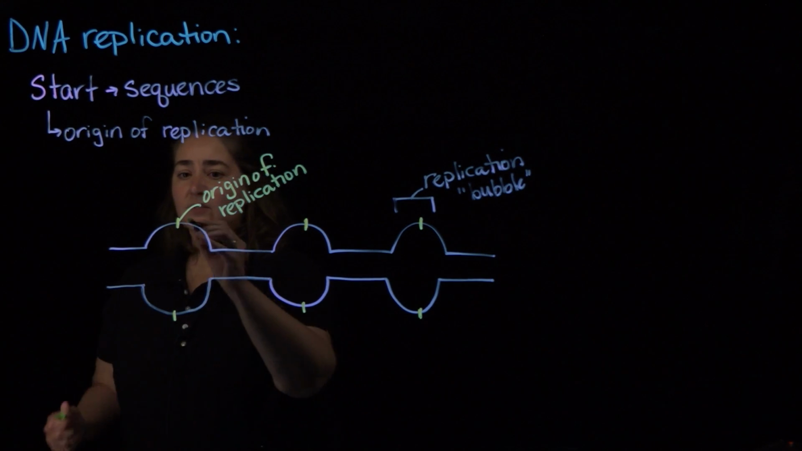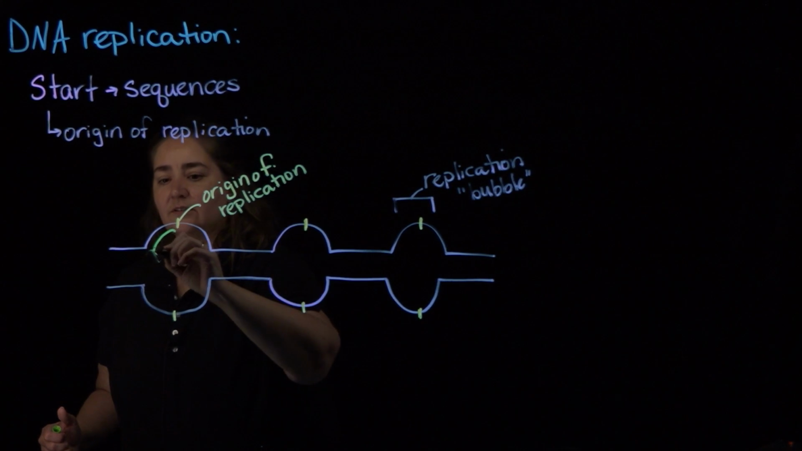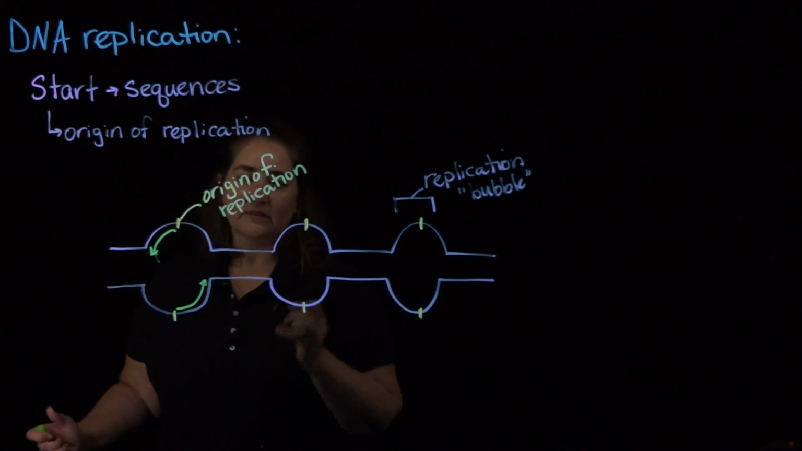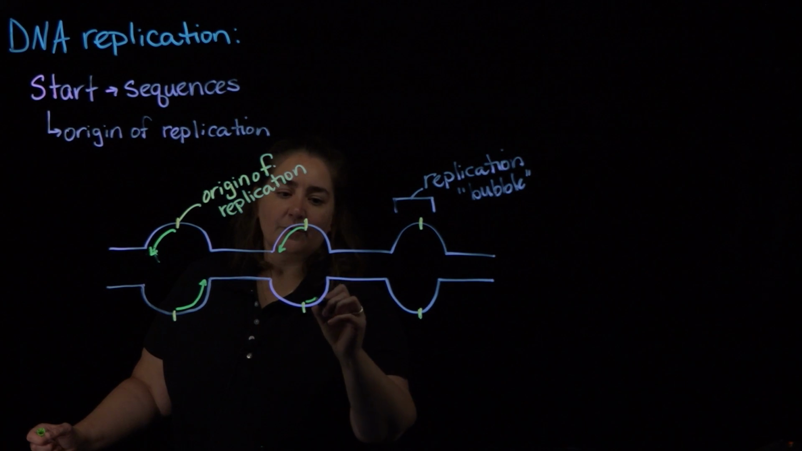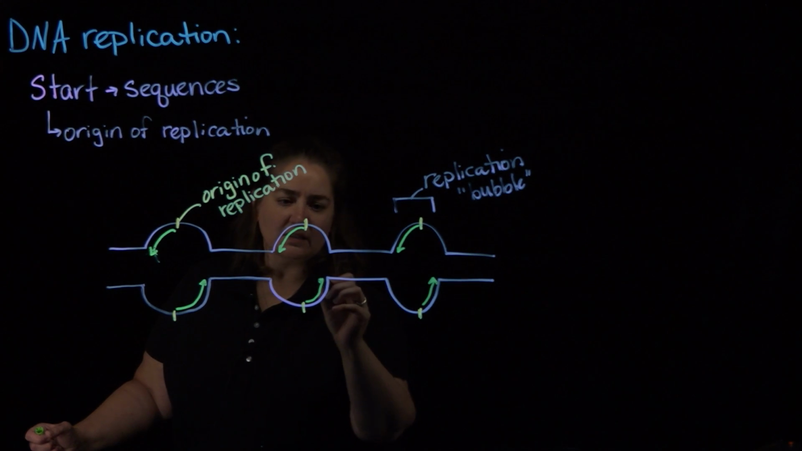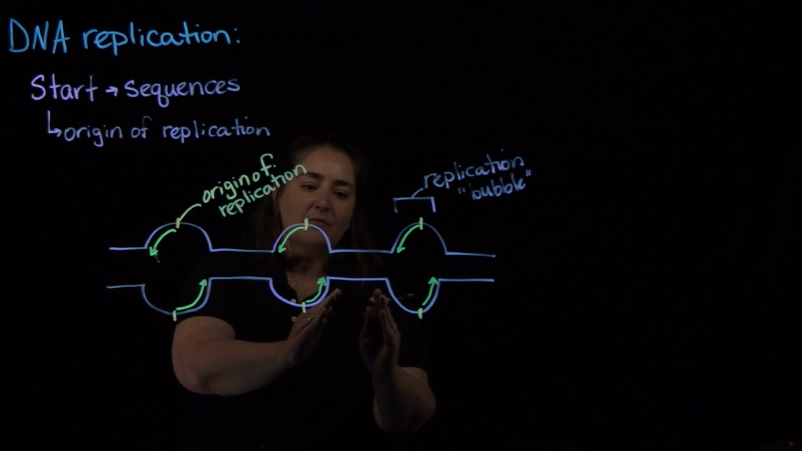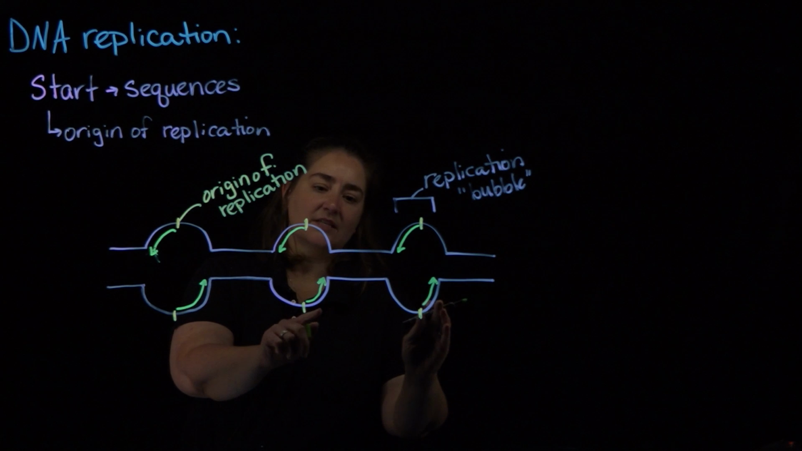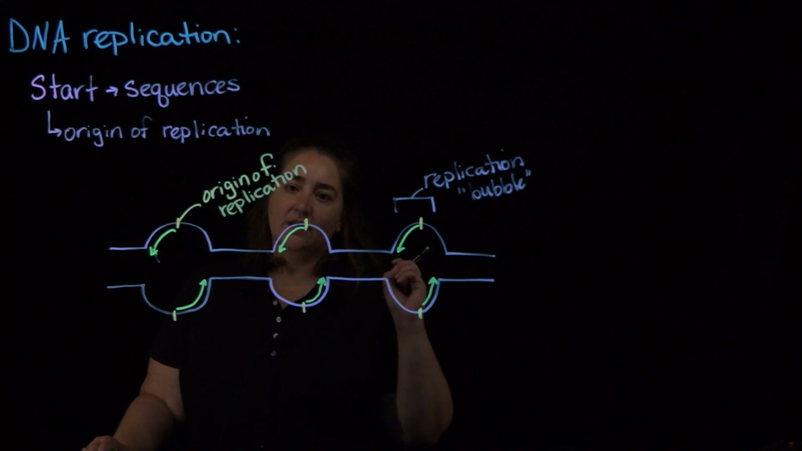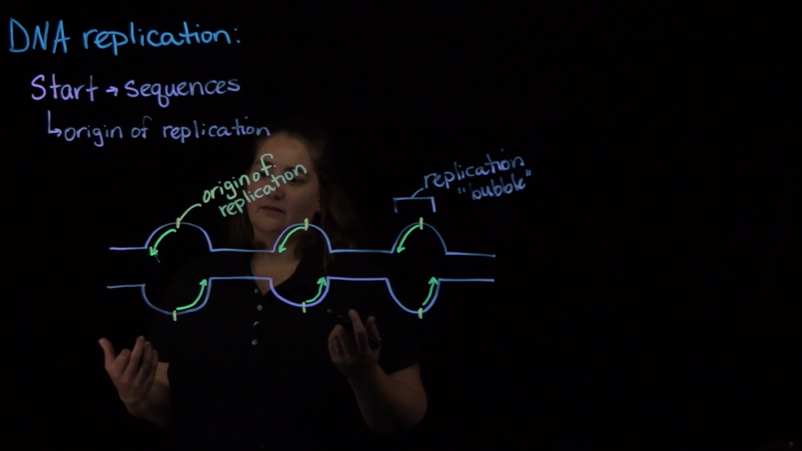So in this case, we're going to start synthesizing, we'll go this way in our bubble, right? This one, we're going to start going this way, okay? That's what forms our bubble. And then what we have happen is the replication bubbles will grow closer and closer together until these strands of newly synthesized DNA meet, and then DNA ligase will come in and seal those up, okay?